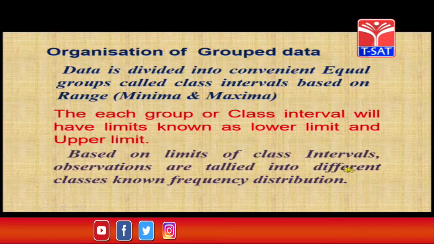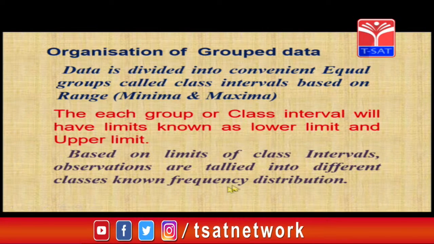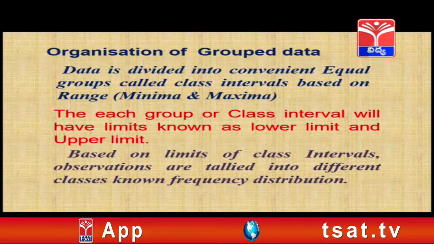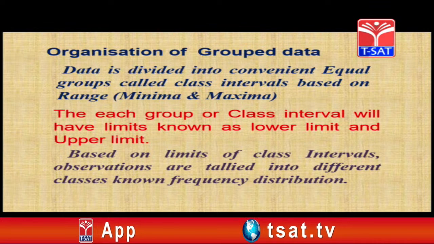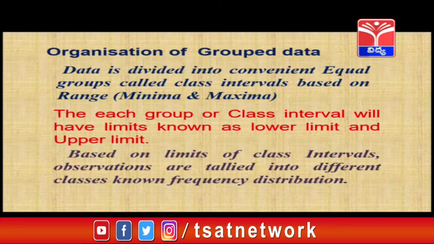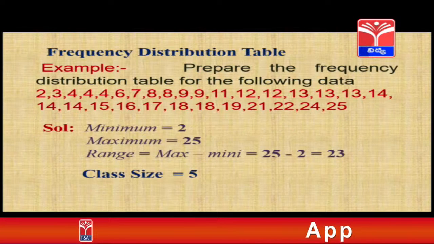Based on the limits of the class intervals, the observations are tallied into different classes, and the number of observations tallied into each and every class we call the frequency. This distribution of the observations into different classes is called a frequency distribution, and the table is called a frequency distribution table. Now, let us discuss an example here.